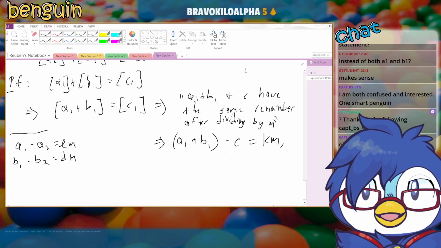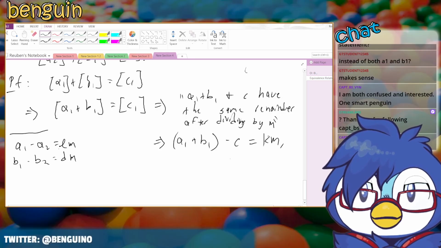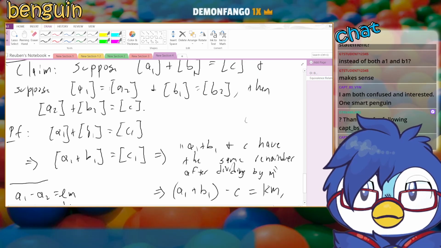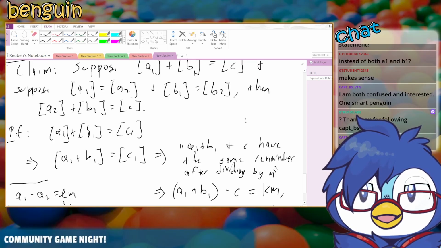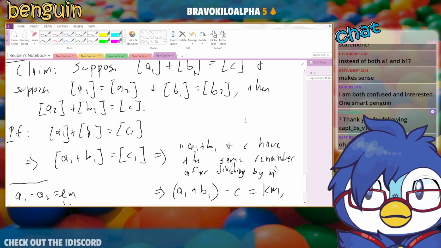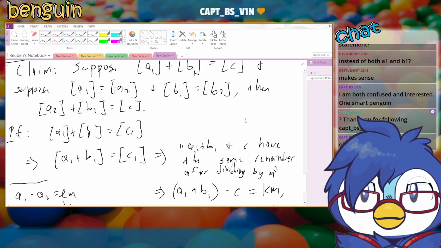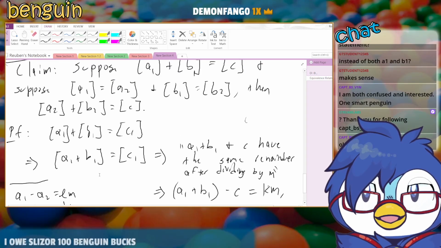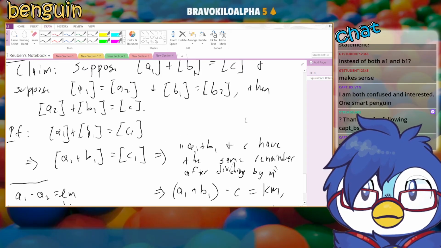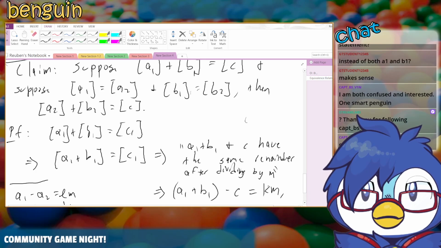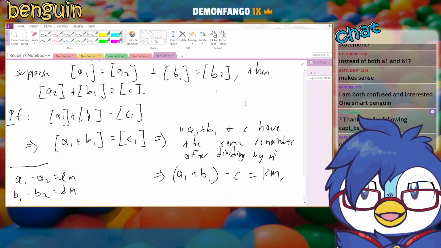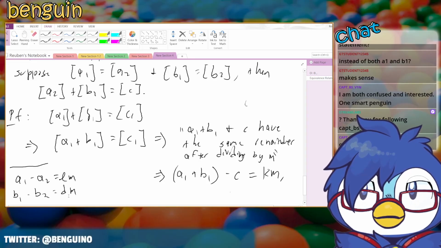Good? Okay. So where am I getting these from? Remember, we know that a1 and a2 are equivalent. That means they have the same remainder, which means that if we take their difference, it's going to be a multiple of our modulo m. Same thing for b1 and b2. They're both equivalent, so they have the same remainder, and if we take their difference, that should also be a multiple of m.